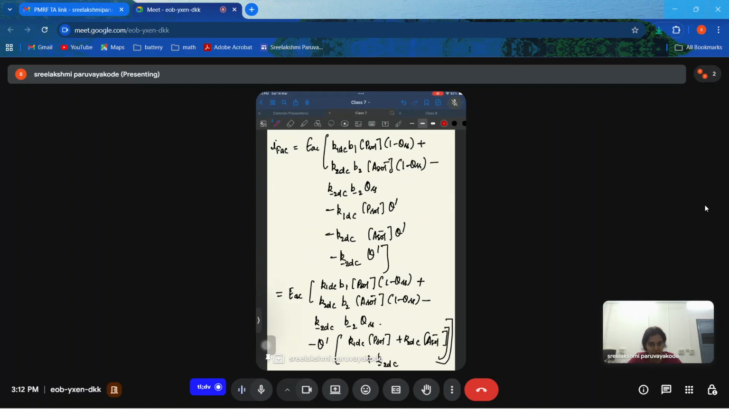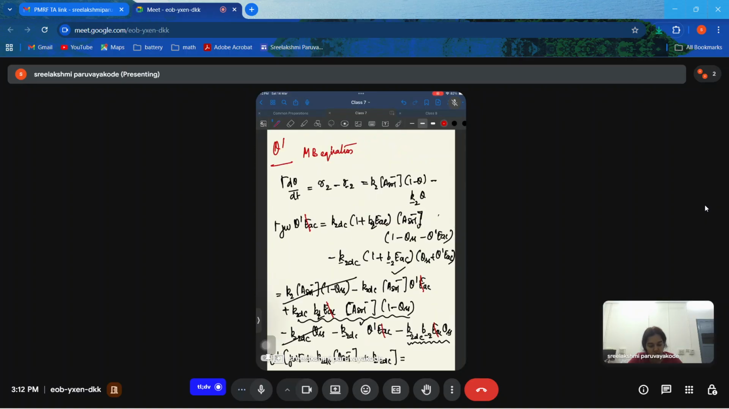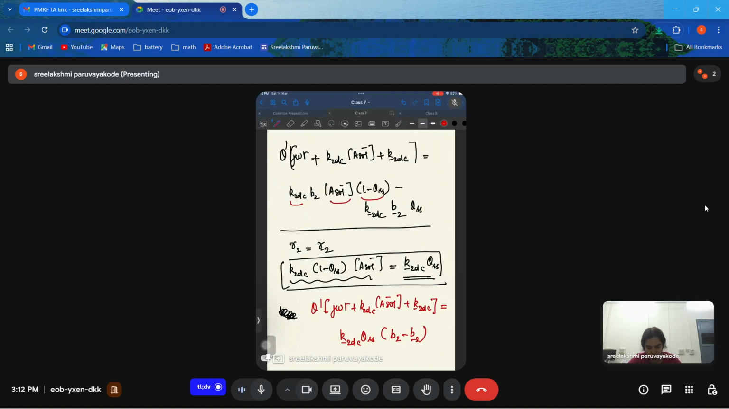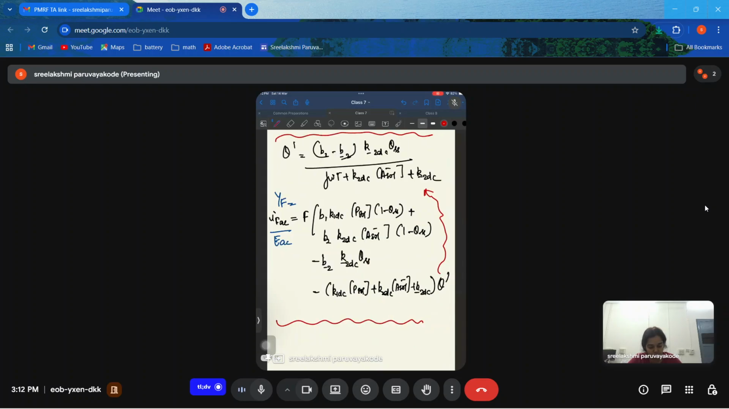Then we will substitute and simplify it. We'll have to find out the theta dash value. So gamma dou theta by dou t equals, the equation is there. Substitute, find out theta dash value. When you have backward and forward reaction, we know the rate of forward and backward reaction becomes equal, and then we find a simplified substitution and substitute back into the equation. Finally, we get YF equal to IF AC by EAC equal to something like this, where the theta dash value is also given over here.